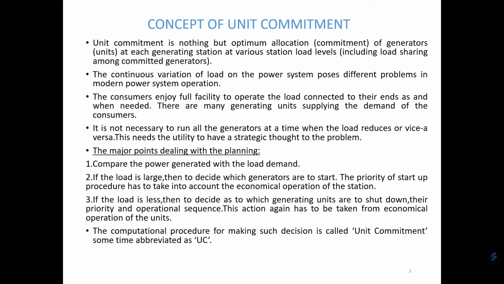That means it should occur at minimum fuel cost. For this, in the unit commitment system, we select the optimum allocation or commitment of generators. That means we make the commitment of generators which are optimum and have less fuel cost. So which generators will be selected among the available generators, that we decide under the concept of unit commitment. The continuous variation of load on the power system poses a different problem in modern power system operation.